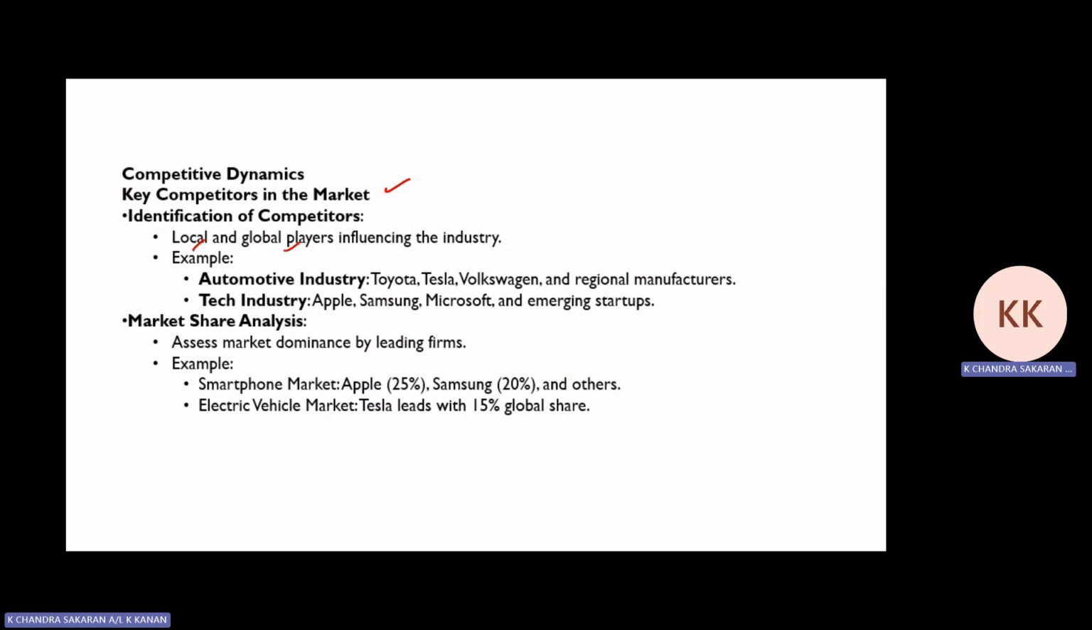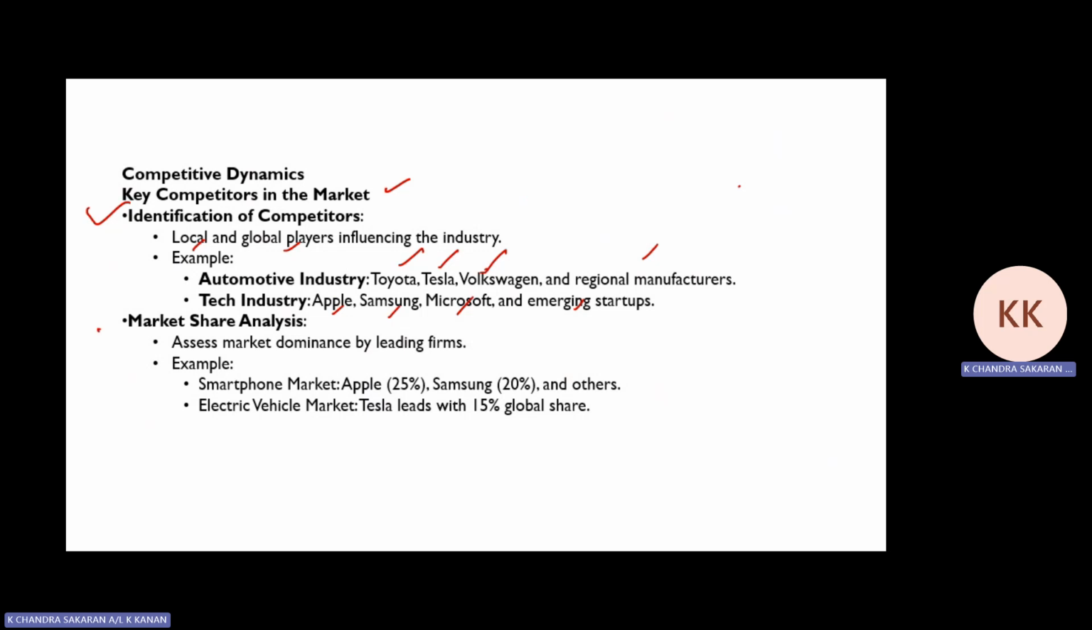Very important. For example, in the automotive industry, you have Toyota, Tesla, Volkswagen, and regional manufacturers. There are many other manufacturers. If you talk about the tech industry, who are the competitors? The market players, we have Apple, Samsung, Microsoft, and many other firms in the market. Don't forget about who are the competitors in the market. Okay.